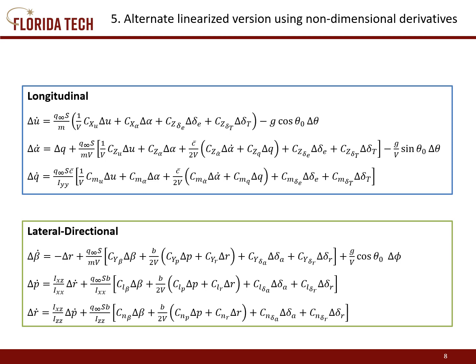Here's the fifth and final version of the equations of motion, where we basically used non-dimensional stability derivatives. So either the fourth version or the fifth version are often what you'll see in textbooks and on the job.